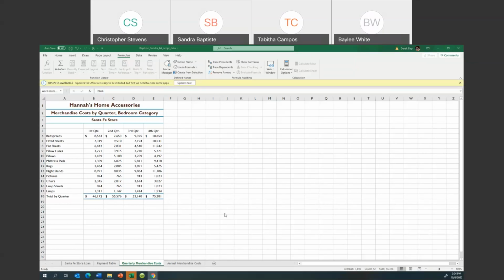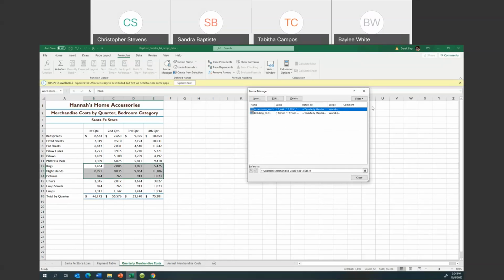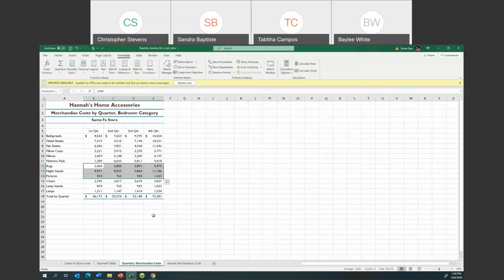Now that we got that, let's do B16 to E17. You've got A selected; we just want B. B16, yeah, there you go, to E17. Okay, this time go to the name box.